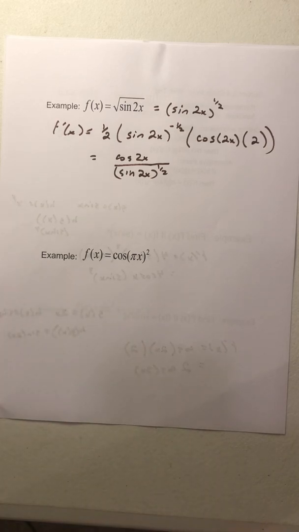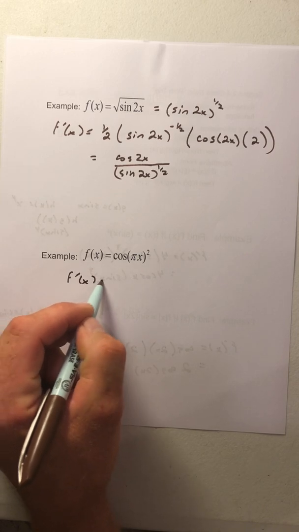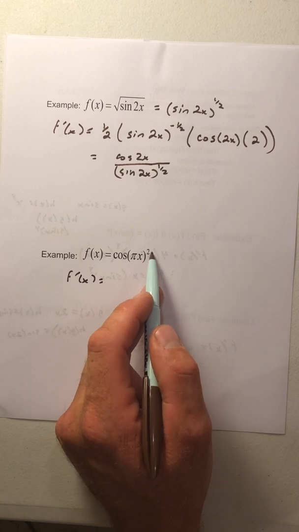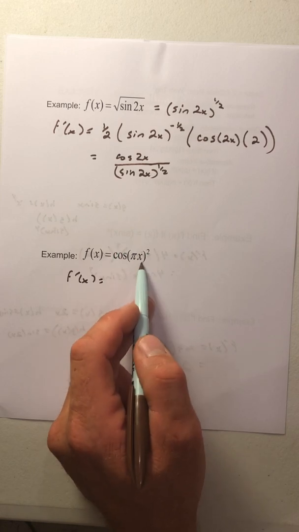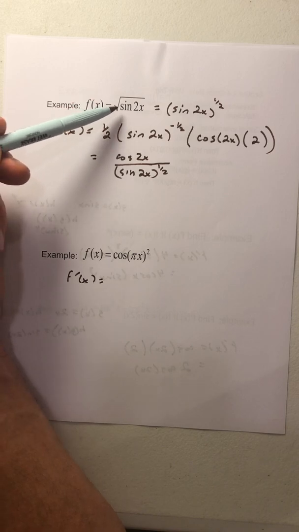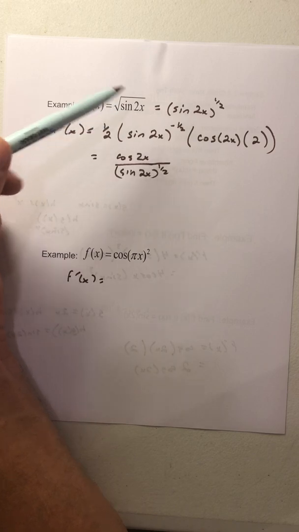So example, I don't know what example we are on. This next example, we'll call it f prime of x. So here we have the cosine of an angle squared. So notice we don't have the entire thing squared, so we don't have something like our previous example where we have our exponent coming to the front within our chain rule.